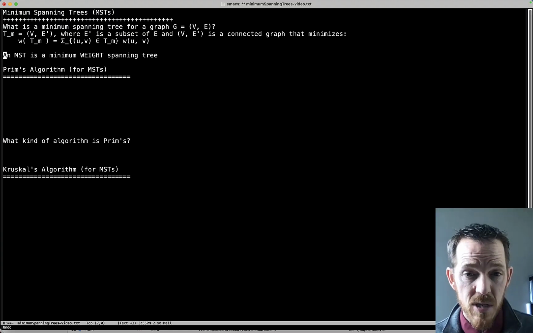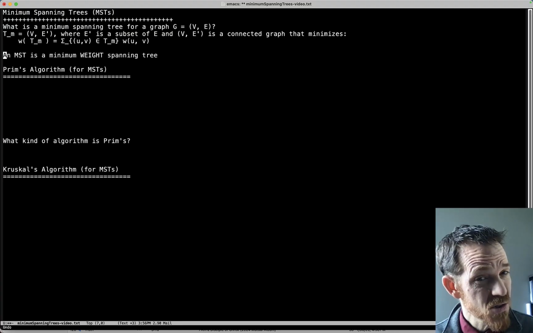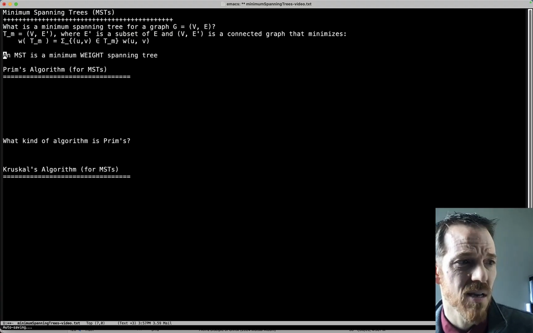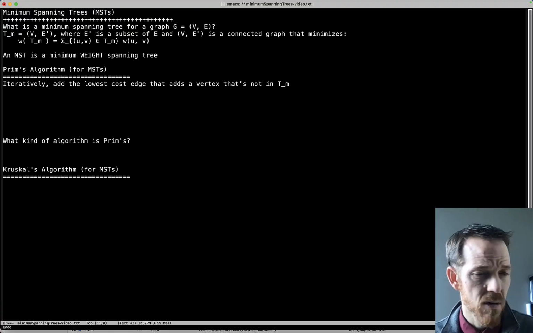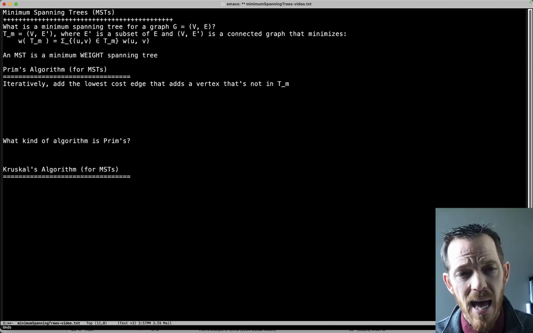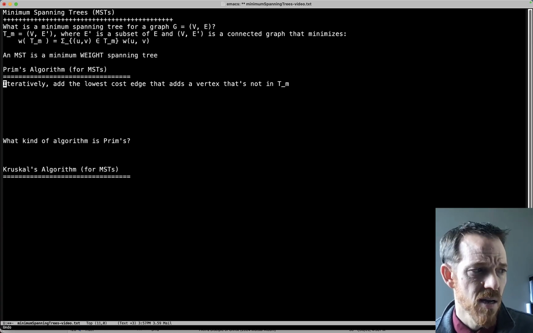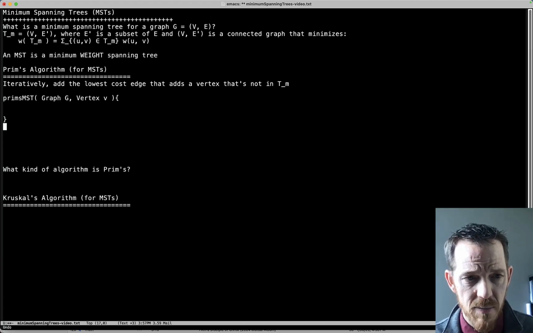Prim's was published by Prim in 1957. It was also published earlier, in 1930, by V. Jarnik. And so as an intuitive overview, we're going to iteratively add the lowest cost edge that adds a vertex that's not already part of our minimum spanning tree. Let me show you some pseudocode to solidify this.